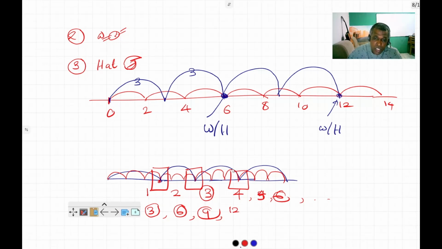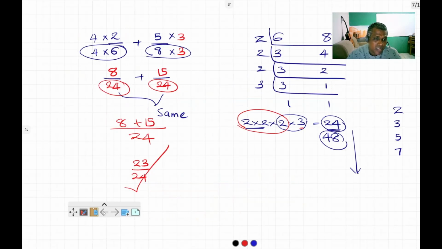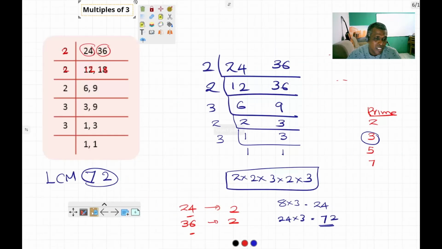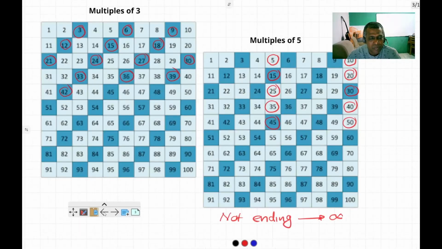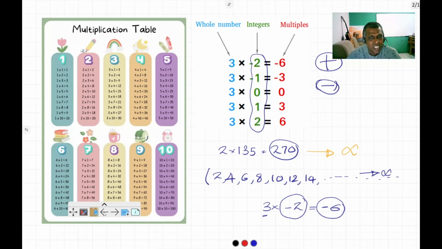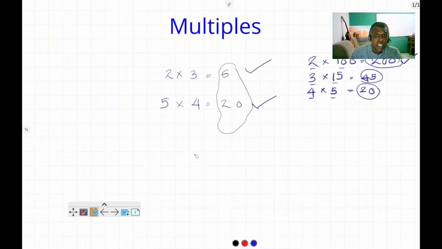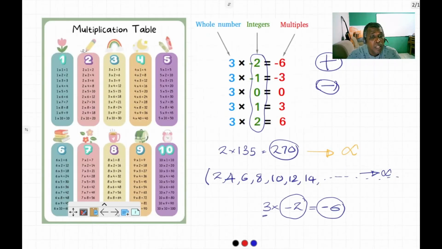Multiples are very, very important. Go to the first slide and I will come back a little bit. Multiples are something we can get by multiplying two numbers. Multiples are infinite. It can be 2 table, 3 table, 4 table, 5 table. All the tables are multiples. We have to multiply a number with an integer.